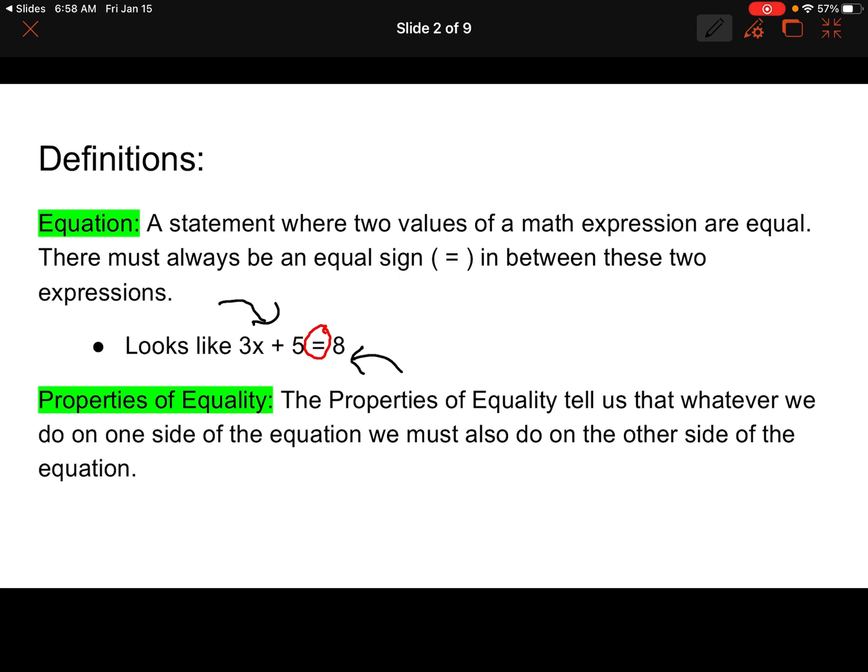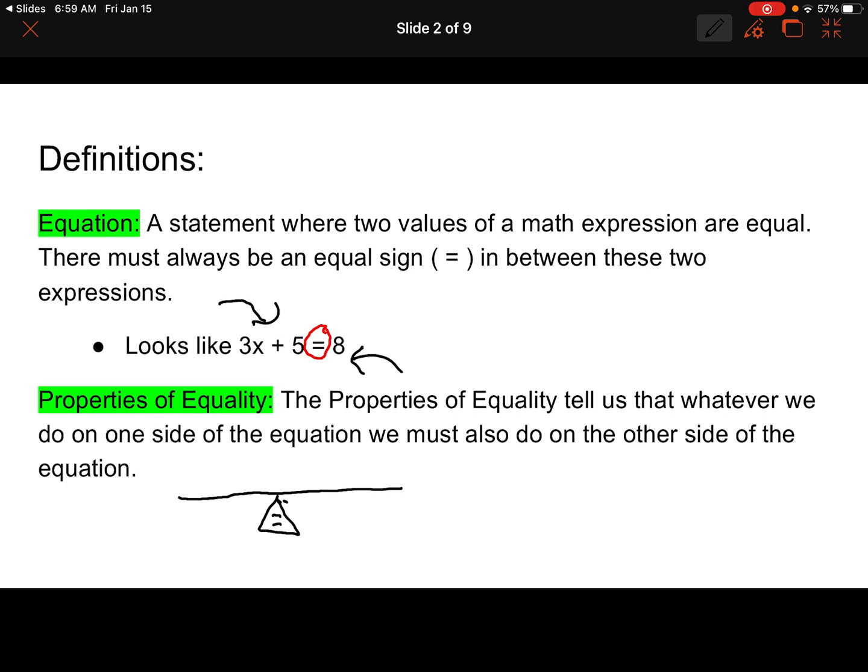So one of the important things we need to remember are the properties of equality. The properties of equality tell us that whatever we do on one side of the equation, we must also do on the other side of the equation. So basically, we want to think about our equal sign as the middle of a seesaw. If we got a line right here, this would be our seesaw, right? This is basically our equal sign right here, right in the middle.